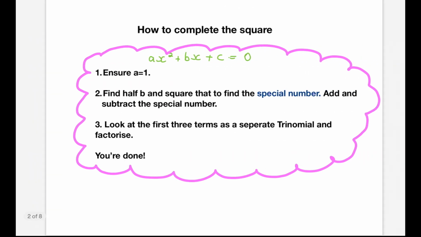Today we're going to be looking at completing the square. I'm going to teach you 3 simple steps that'll ensure you get it right every single time. Without wasting your time, let's get into it.